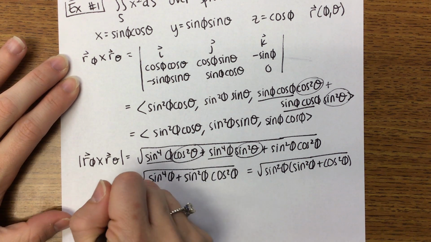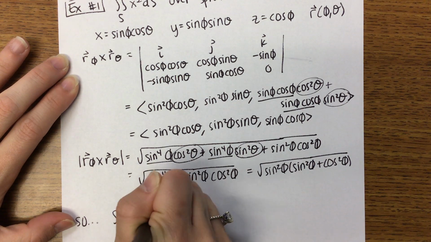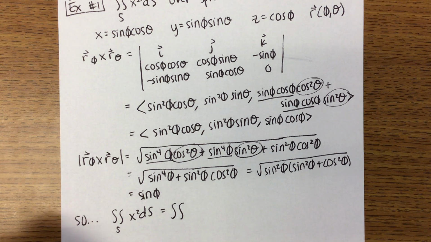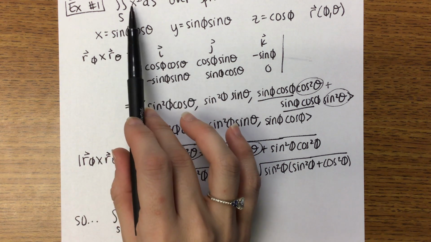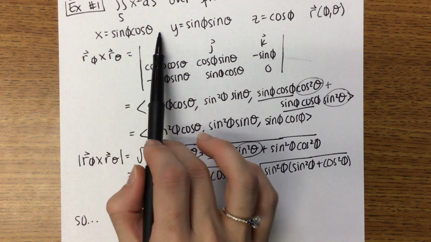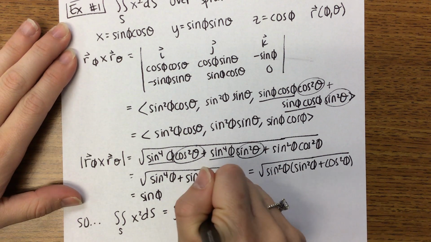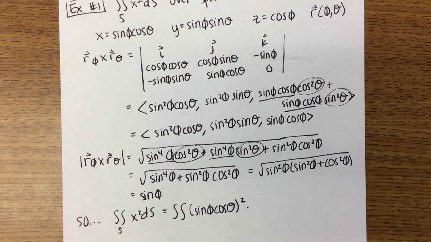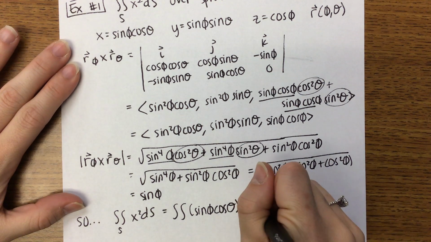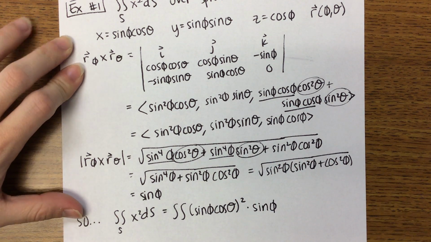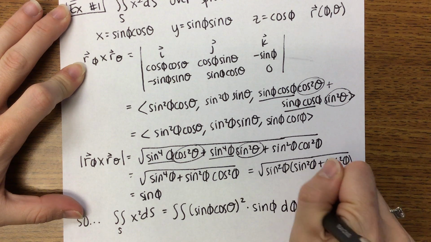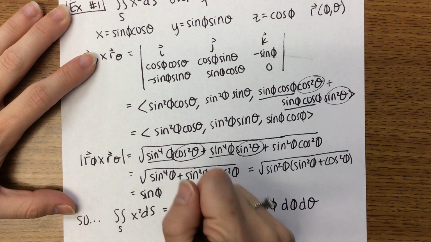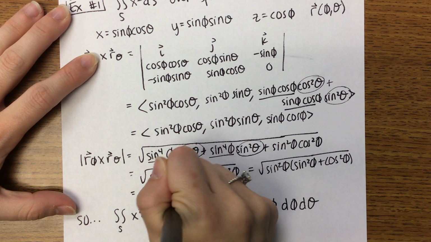So here's where that takes us. That surface integral of x squared dS is going to be the double integral over the region D, which we're going to get to in a minute what that is. X squared is this squared, so that'll be sine of phi cosine of theta squared times that sine of phi, and then d phi d theta, or the other way around, doesn't matter. Phi goes from 0 to pi, theta goes from 0 to 2 pi.